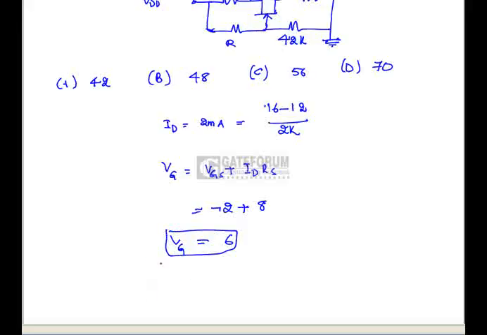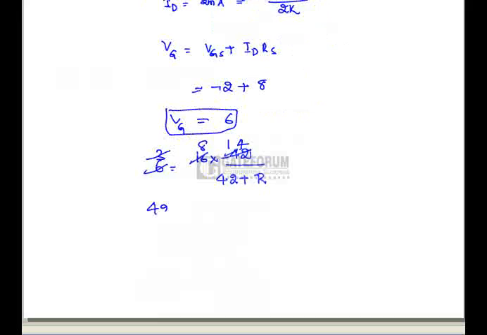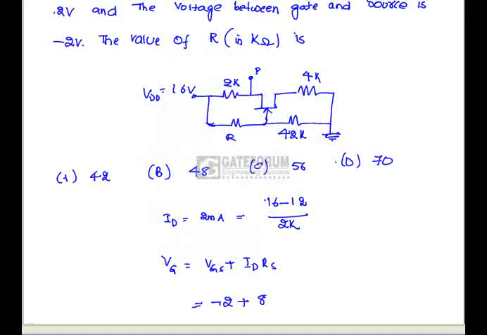Now 6 volts equals 16 into 42 divided by 42 plus R. So 42 plus R equals 112. So R equals 112 minus 42. So it is equal to 70 kilo ohms. Hence option D is correct.